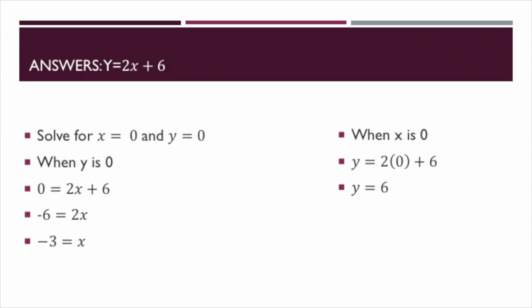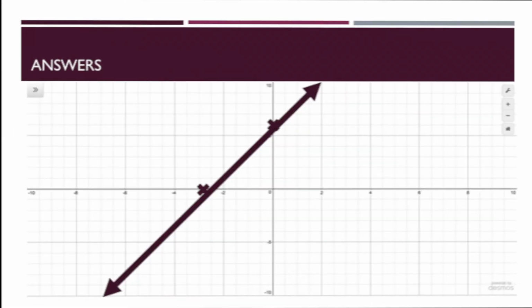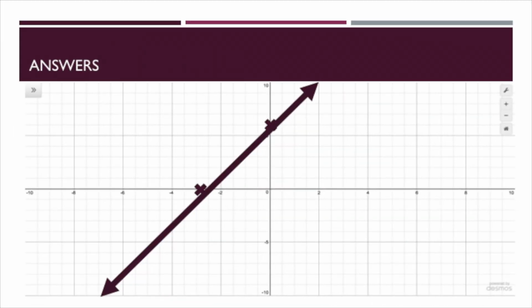Okay, so now let's take the next one, y equals 2x plus 6. And again, we're going to solve for when x is 0 and y is 0. Let's start with y is 0. So 0 equals 2x plus 6. We subtract 6 from both sides, so we have negative 6 equals 2x. And then we divide by 2, and negative 6 divided by 2 is negative 3, so x is negative 3. Now let's solve for when x is 0. Well, y equals 2 times 0 plus 6, so y equals 6 when x is 0. Now all we do is graph those 2 points and connect them, and here we have our chart.